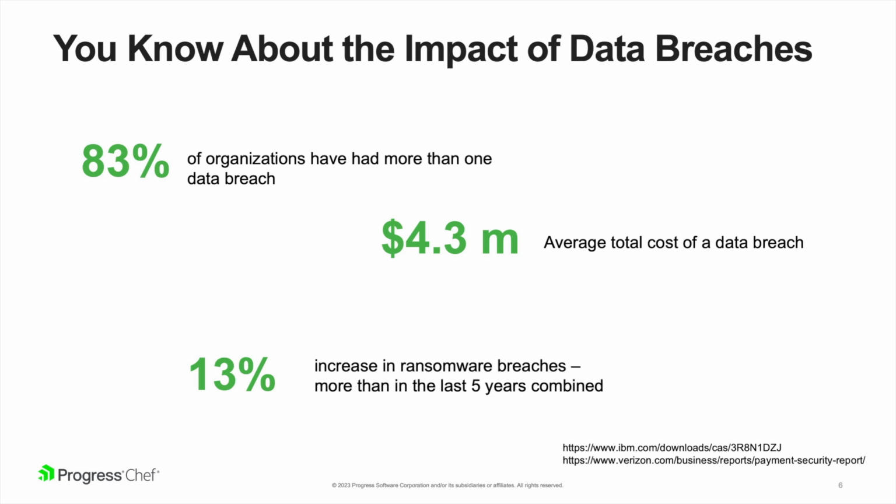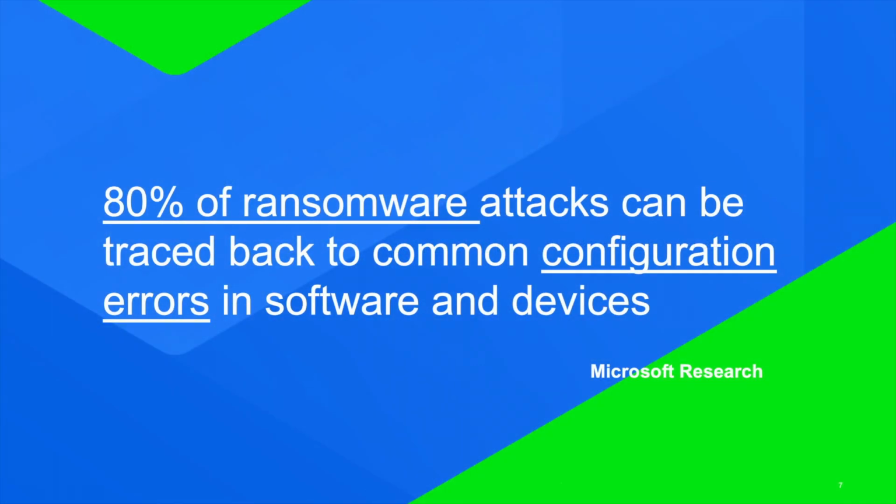So all these data points only tell us that data breaches across industries are rising. Organizations are always under pressure to have all the security systems in place, all the controls in place, and stay compliant with all the latest regulatory requirements. What is really worth noting is that there could be many reasons for data breaches, but misconfiguration is known to be the top reason, and based on research by Microsoft, 80% of ransomware attacks can be traced back to common configuration errors.